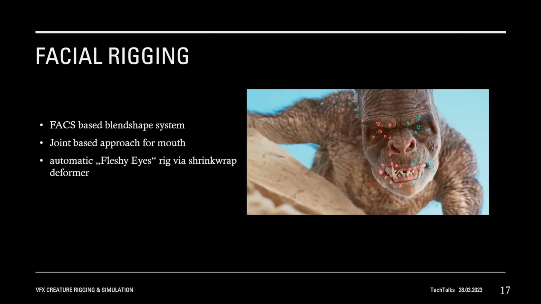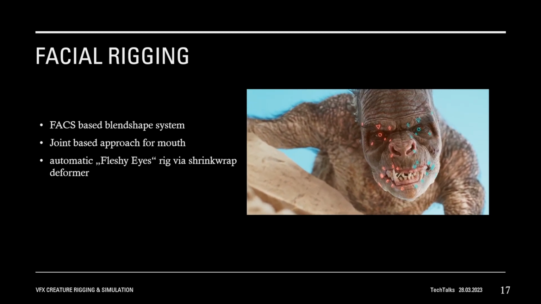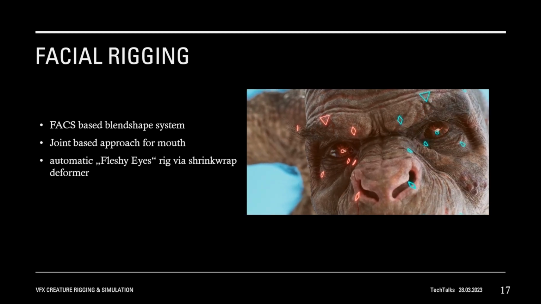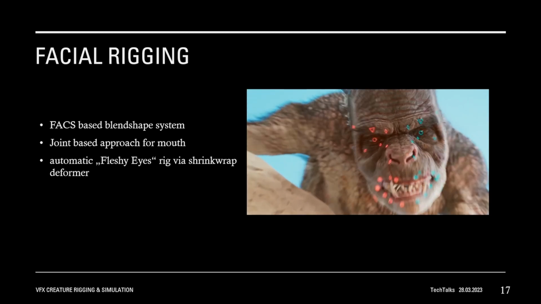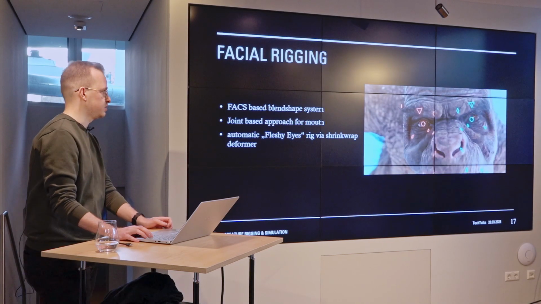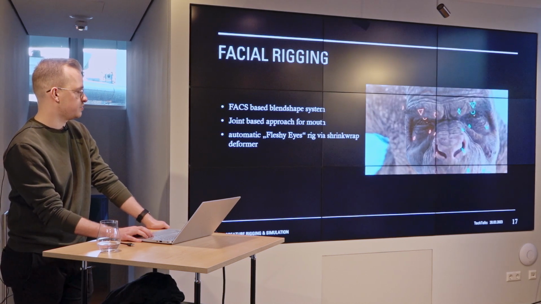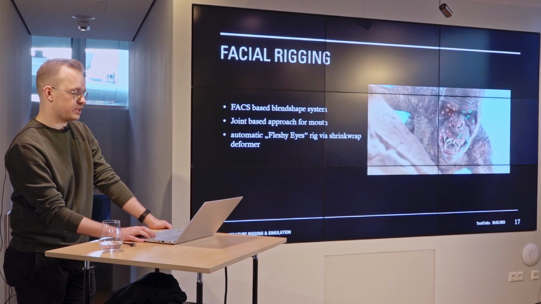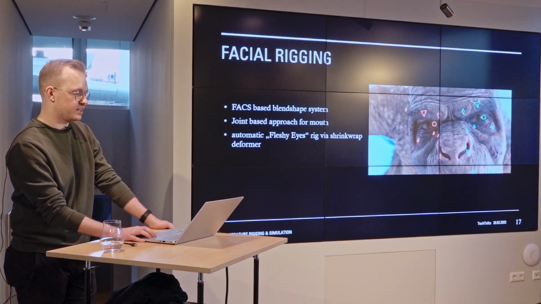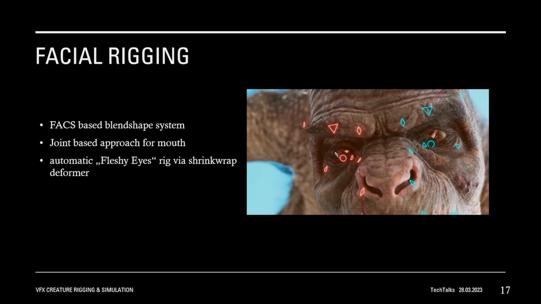The facial rig is mainly a effects-based blend shape system. We have a lot of blend shapes that just trigger different muscle movements. But since the creature has only one expression, which is angry, we kicked out a lot of the action units that are normally used in the effects-based system, since it wouldn't make any sense to implement them. It would just be a waste of time. For the mouth, we did a joint-based approach to have more flexibility.